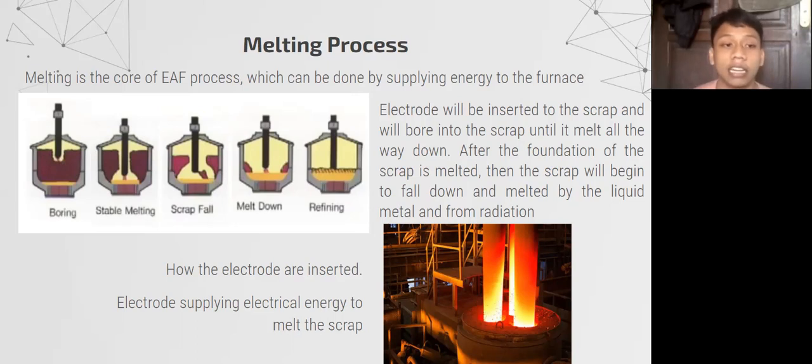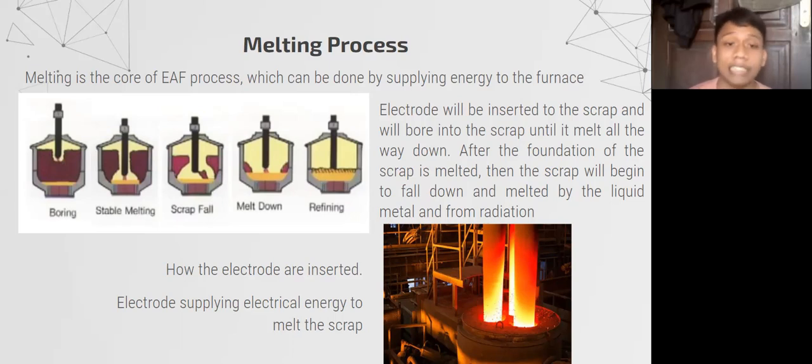First, after the electrode and the roof are lowered and set into the electrical arc furnace, the electrode will lower even further, so it will bore into the scrap. It will melt the light scrap that is in the top of the electrical arc furnace, and it will dig or bore into an even deeper part of the furnace, and it will melt the scrap even further. We can see then after boring there is stable melting when it has already reached the lowest part of the electrical arc furnace, and then the scrap will begin falling into the hot liquid steel, and it will continue and melt all the scrap in one charge down to all liquid steel.